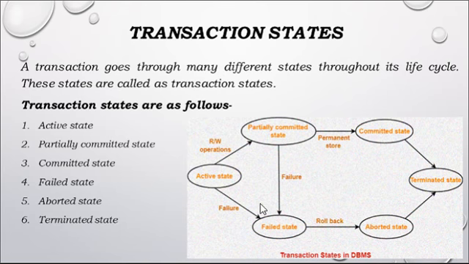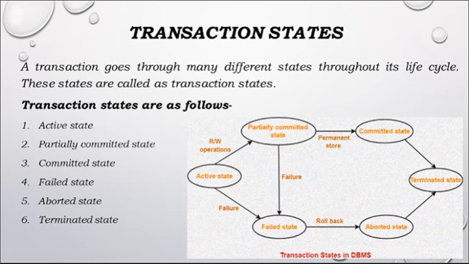Suppose some failure or error occurred during the transaction; we will go to the failed state from the active state and partially committed state. Here if our transaction fails, we will roll back our transaction to the previous consistent or previously committed state, so that our database remains in a consistent state. This is called the aborted state. After aborting that particular transaction, we again go to the terminated state.